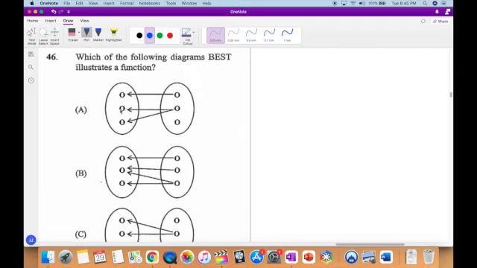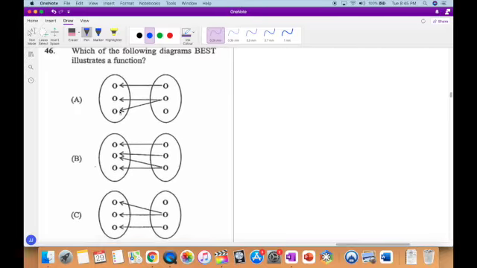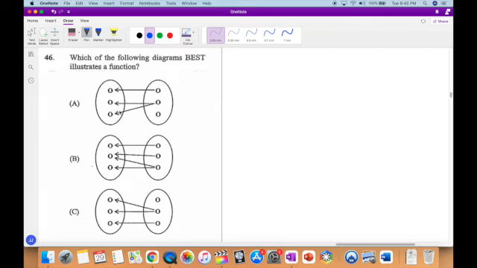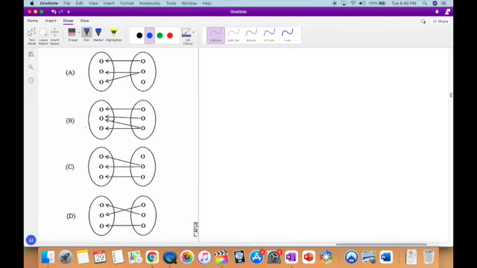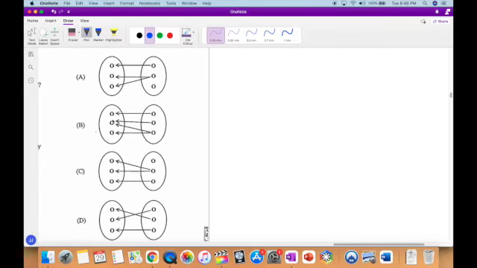Which of the following diagrams best illustrates a function? So remember, a function has one input for every output. For every output, you have one input. So you can see here that for this one input, we have two different outputs. One input, two different outputs. So this is a function here. For each input, we have one output.